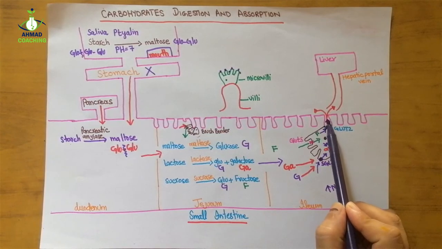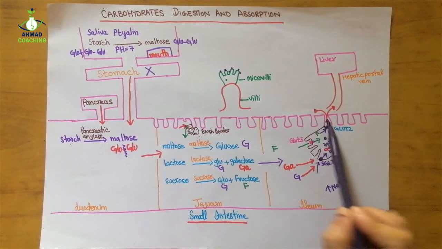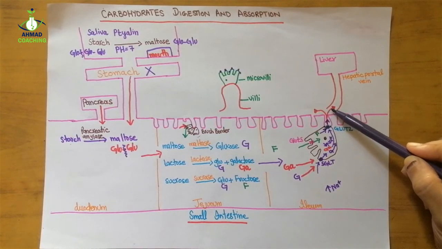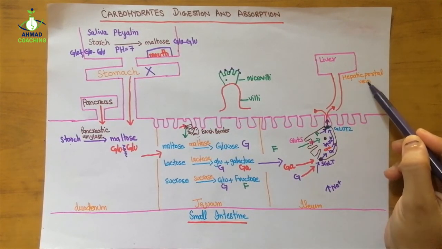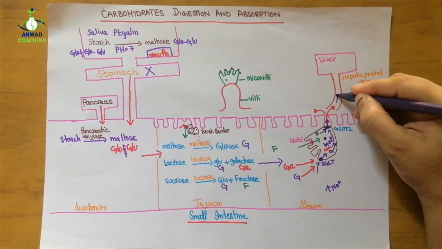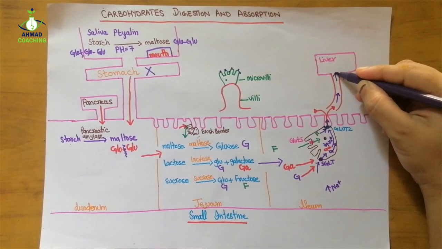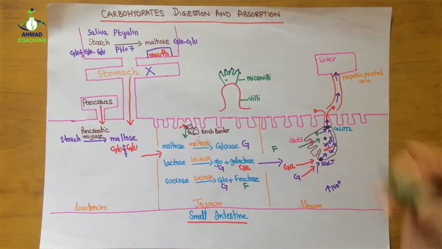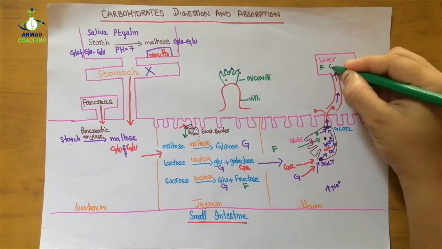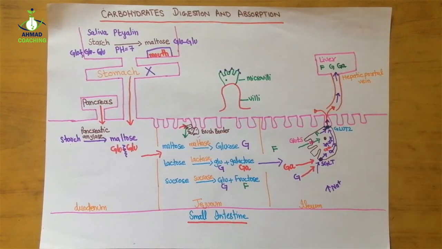It is going to enter into the blood which is passing through the villi, and these blood vessels are going to combine together to form the hepatic portal vein. So in this way the glucose, galactose and fructose are going to enter into the liver. So here we have fructose, glucose and galactose. In the liver, these molecules are going to be utilized according to the requirement of the body. Maybe they are going to be converted into energy by the process of glycolysis, or gluconeogenesis is going to take place, or maybe the glucose is going to be stored in the form of glycogen.